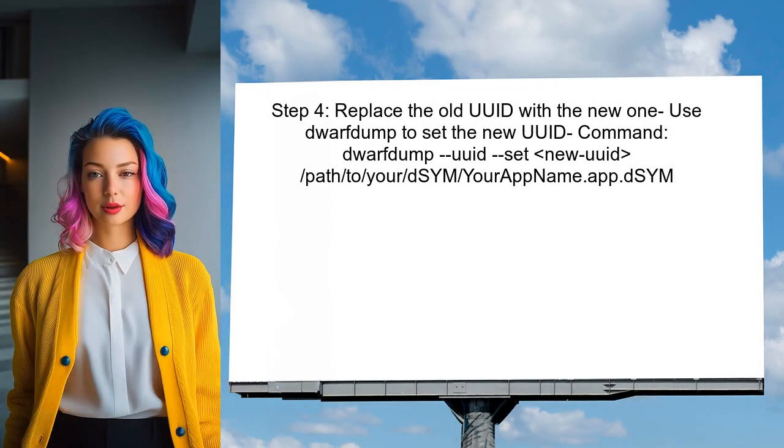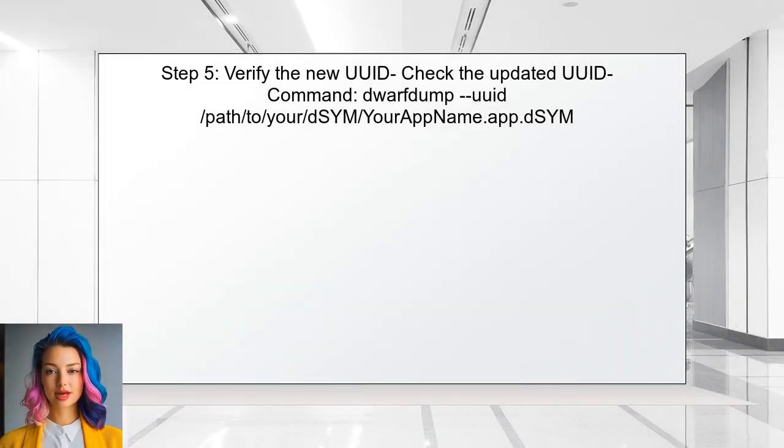Now the user needs to replace the old UUID with the new one in the dSYM file. This can be accomplished using the dwarf_dump tool again, but this time with the set option. Finally, the user should verify that the UUID has been updated correctly. This can be done by running the dwarf_dump command again to check the UUID of the modified dSYM file.